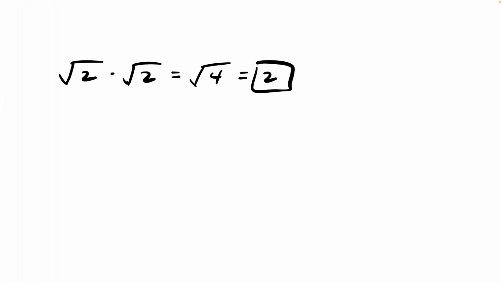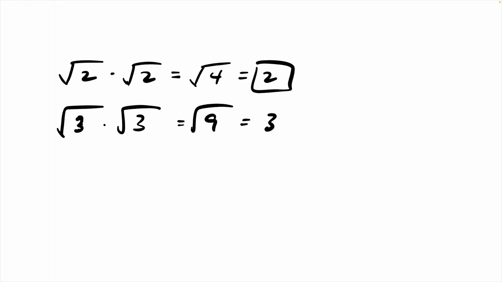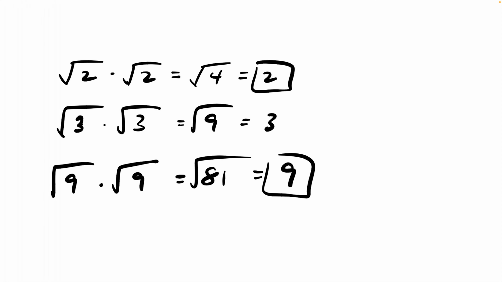So let's do some problems. Let's do some easy ones. What's the square root of 2 times the square root of 2? Square root of 4. What's the square root of 4? 2. Let's try a different one. Square root of 3 times the square root of 3. 9. Square root of 9, which is 3, right? Let's jump a little higher. Square root of 9 times the square root of 9. 81, which is 9, right?